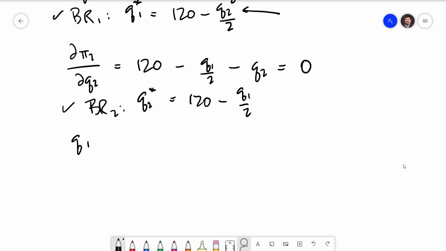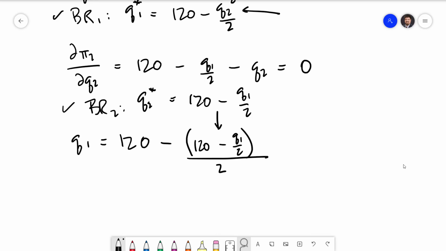So where I see a Q2 in the first equation, I'm going to plug in the second. So I'm going to have Q1 equals 120 minus Q2 over 2. But where I see a Q2, I'm going to plug this expression right in there. So 120 minus Q1 over 2, and all of that divided by 2. From here, we need to be really careful about the algebra. There's plenty of different ways that you could go about this, but one way to do this is to multiply the entire equation by 2. But when we do that, we need to be careful that we apply it correctly.